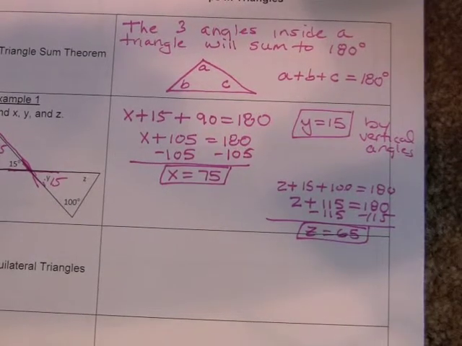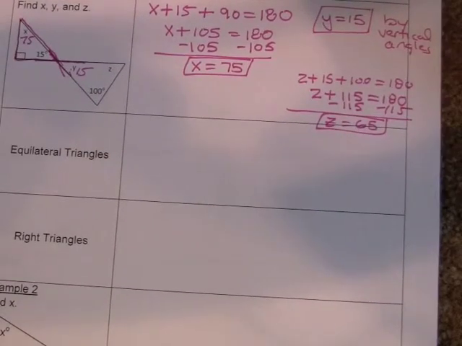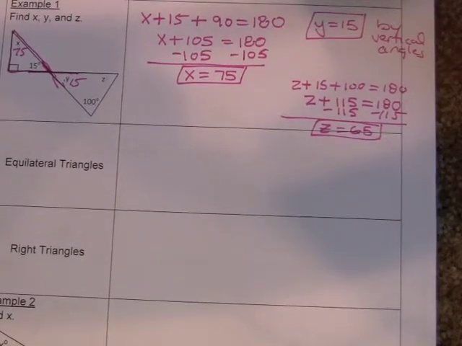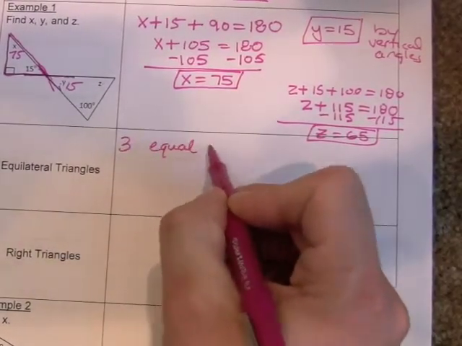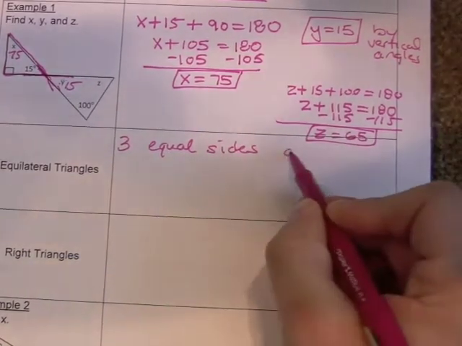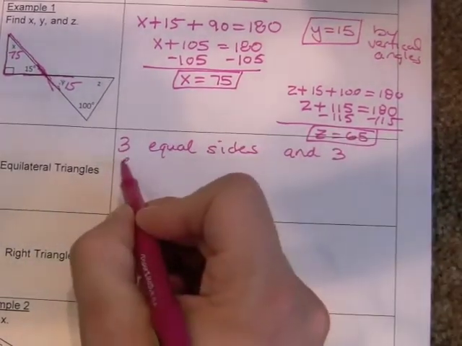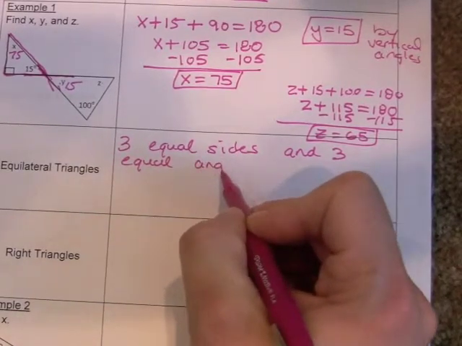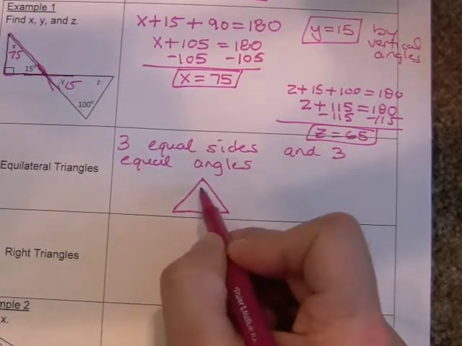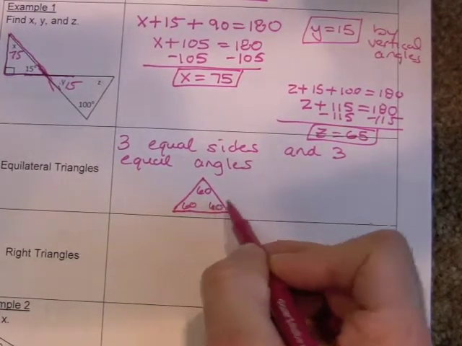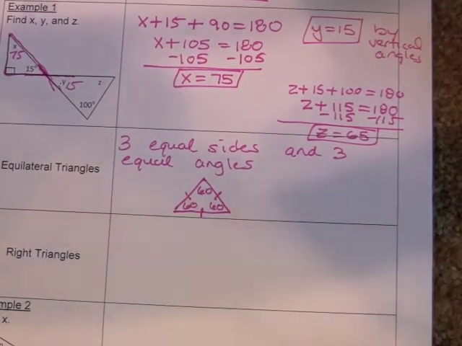Okay, moving on to a special kind of triangle, the equilateral triangle. You've already learned that an equilateral triangle has three equal sides and three equal angles. All the angles we learned would be 60 degrees. And I'm putting slash marks in there to indicate that those three sides are equal. So equilateral triangles have 3 equal sides and 3 equal angles.